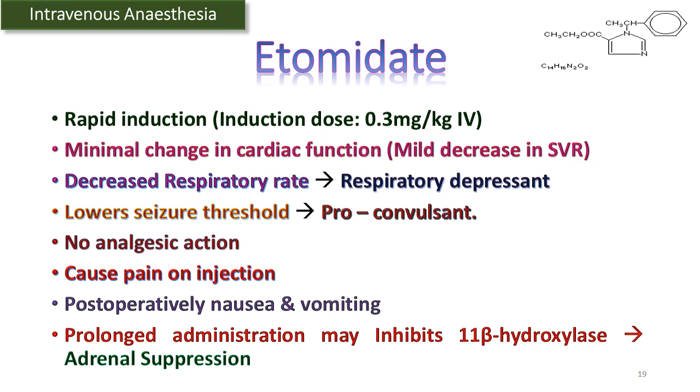Minimal change in cardiac function. It can cause a mild decrease in systemic vascular resistance. It decreases respiratory rate and also acts as a respiratory depressant. It can lower seizure threshold and it is considered as proconvulsant. There is no analgesic action of etomidate, and it can cause pain on injection as propofol. There is also postoperative nausea and vomiting, and prolonged administration may inhibit 11 beta hydroxylase, which can cause adrenal suppression.